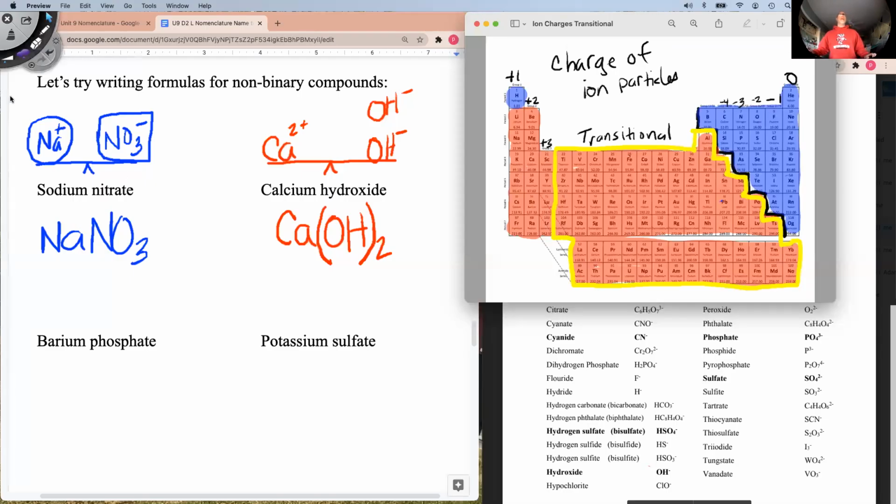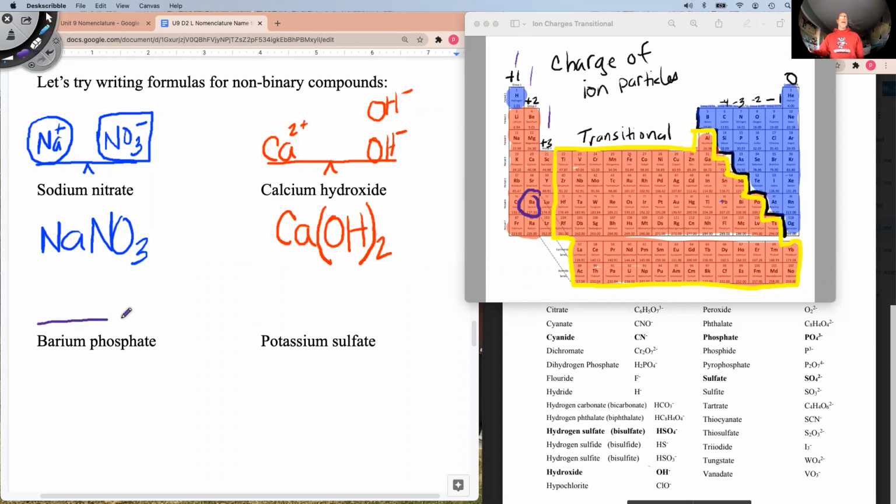All right, so now we're going to work in purple. So now let's try to write the formula for barium phosphate. Right away, you're probably saying phosphate, that's a polyatomic ion. Barium is a metal. So let's find barium. Where's barium? Oh, here it is right here. You'll probably notice that right now, everything is in either column 1, 2, or 3. All right, so we have barium.